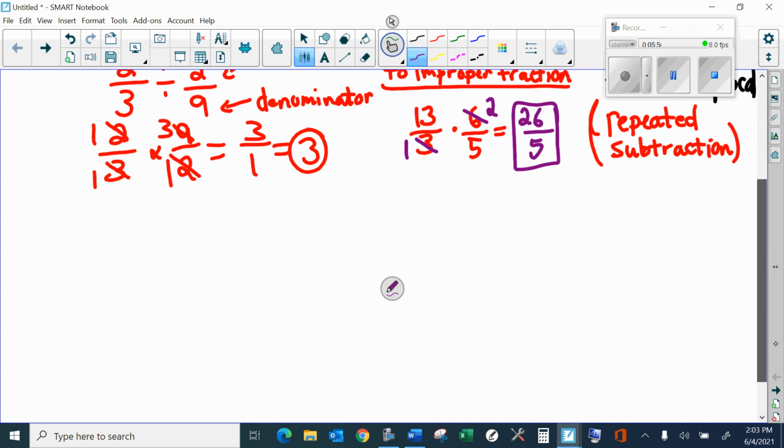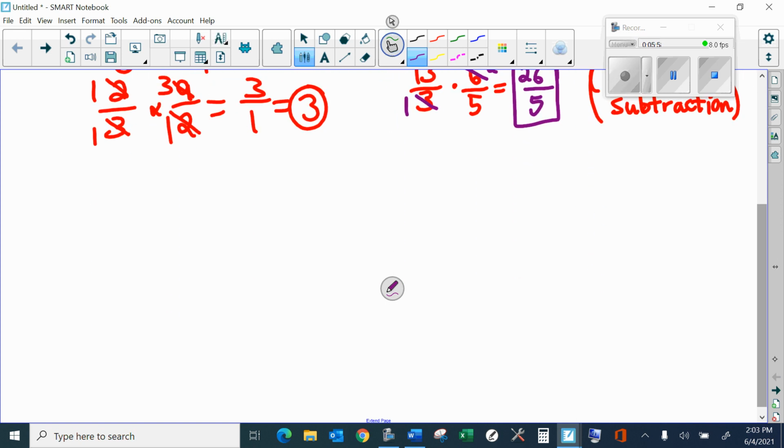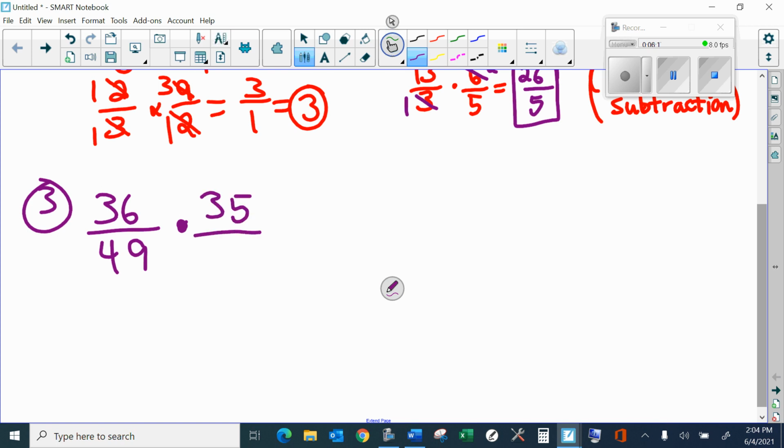Okay, let's look at others, and again, why we would want to cross cancel, etc. So let's say I have 36 over 49, and we'll go ahead and just do multiplication this time. And I have 35 over 48. Okay. Now, this is why we want to cross cancel.